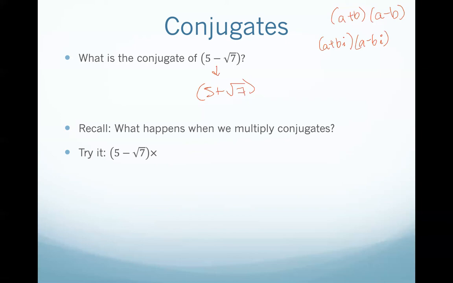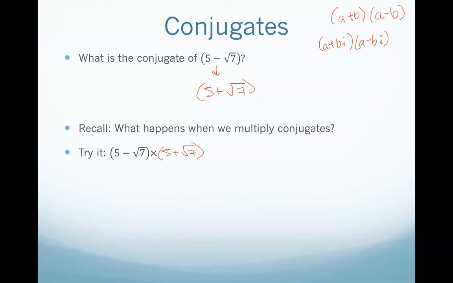Okay, and then we know that when we multiply conjugates, something interesting happens. Specifically, when we multiply conjugates, the middle terms cancel out. Now in our case, the middle terms are going to be the ones that have a radical. So let's try this. 5 minus the square root of 7 times 5 plus the square root of 7. That's a multiplication, not an x. So we're just doing like we did in the last example.